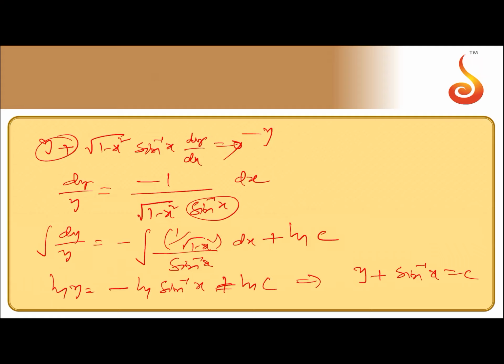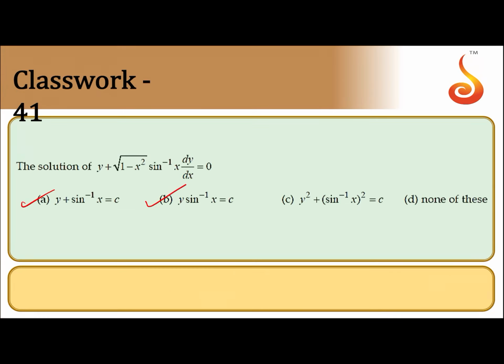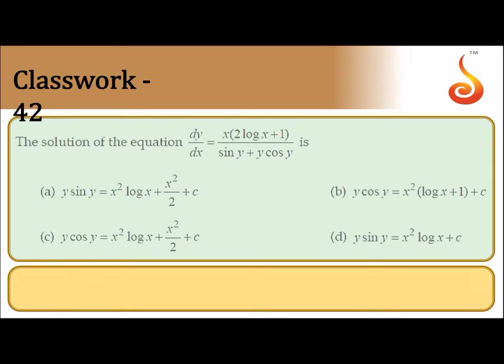We got it correct, I think, because of the logarithm. When you remove it, log y plus log sine inverse x means nothing but y into sine inverse x. Correct only, I hope my calculation is not wrong. Here y into sine inverse x is equal to c.